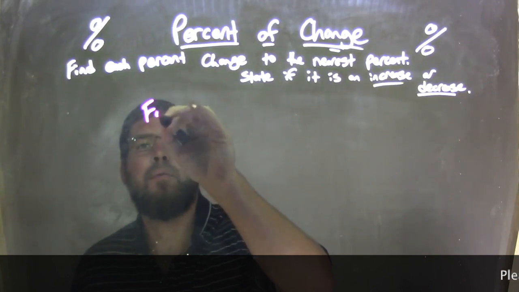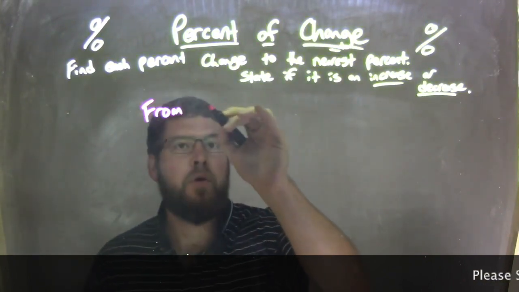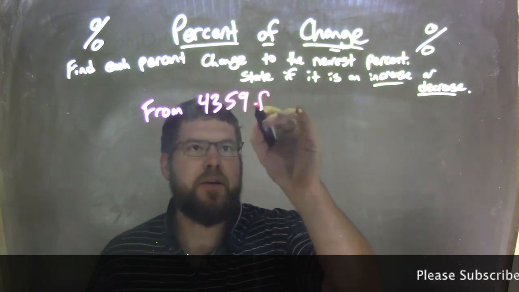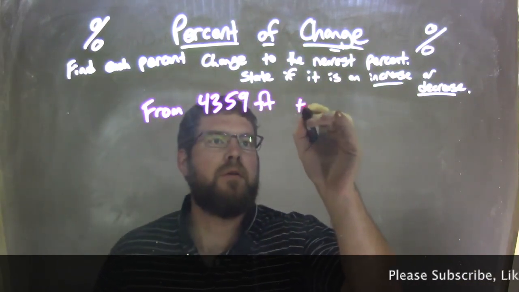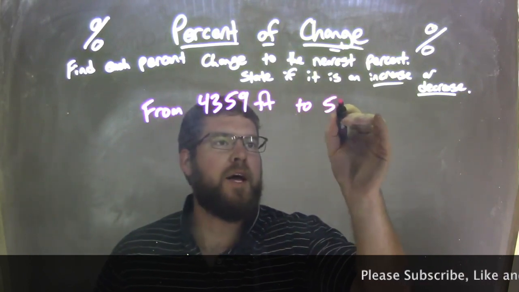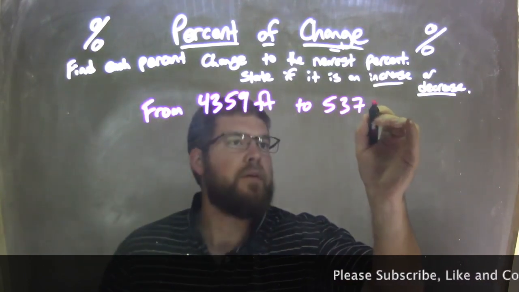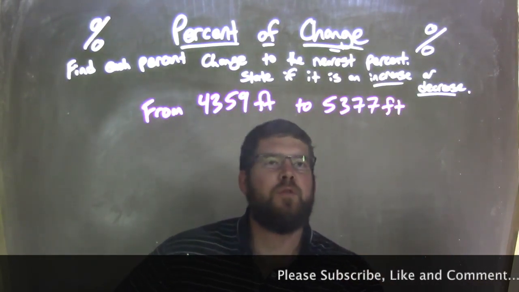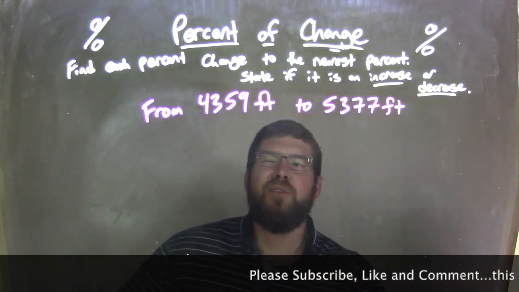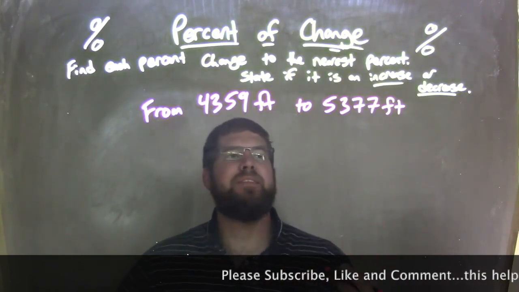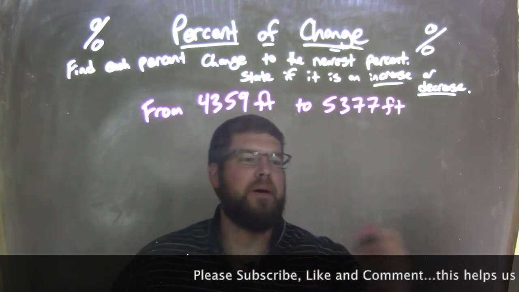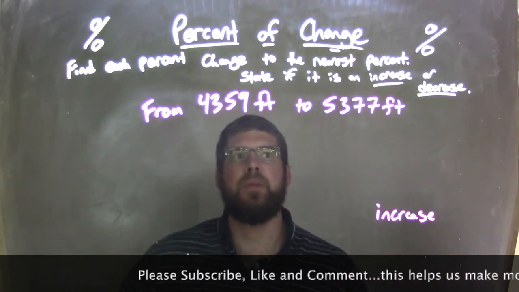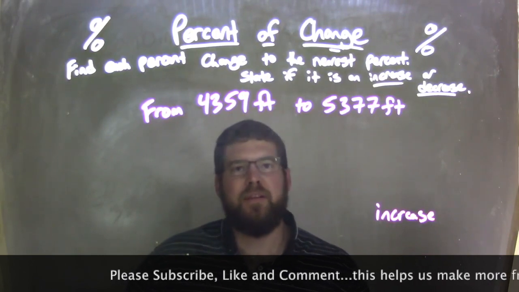From 4,359 feet to 5,377 feet. So from 4,359 feet to 5,377 feet. Well, first things first, is that an increase or a decrease? And it's an increase. We're going up. So it's an increase. I'll write it there. So now let's go find how much of an increase, how many feet increase it is.